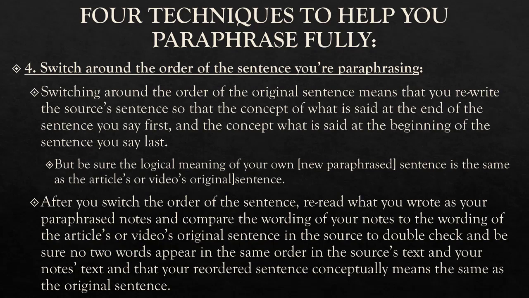So usually it's a relationship between components, like A causes B, or A is related to B, or A and B are similar, A and B are different. There's usually at least 2 subcomponents to make a logical statement in a sentence. And you reorder which one gets talked about first and which one gets talked about last, but then you switch around the surrounding words to keep the same logical meaning as the source article or video's original sentence.